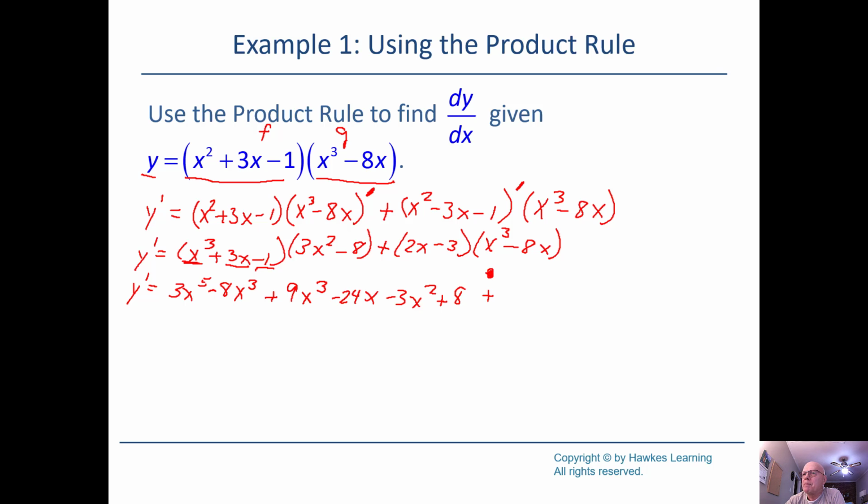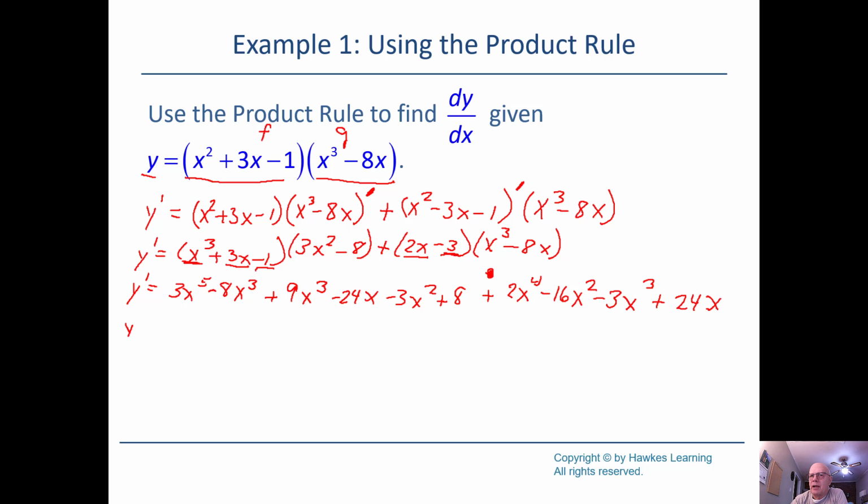Starting the second side, 2x times x cubed will give me 2x to the fourth. 2x times minus 8x will be minus 16x squared. So I've multiplied by the 2x. Now by the minus 3 times x cubed is minus 3x cubed, and the minus 3 times minus 8x will be plus 24x. And I finished multiplying by that. We should be ready to move on.